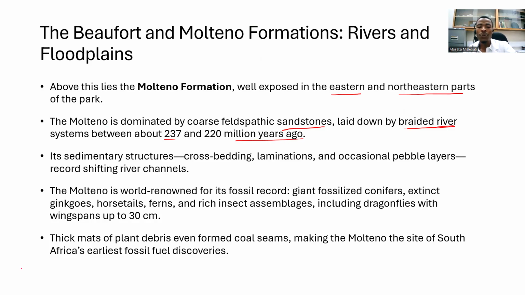The Molteno is world renowned for its fossil record, including giant fossilized conifers, extinct ginkgos, horsetails and ferns, and rich insect assemblages, including dragonflies with wingspans up to 30 centimeters. Thick mats of plant debris even formed coal seams, making the Molteno the site of South Africa's earliest fossil fuel discoveries.